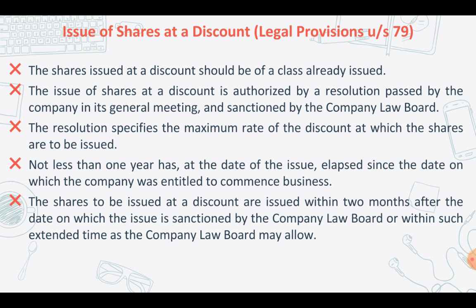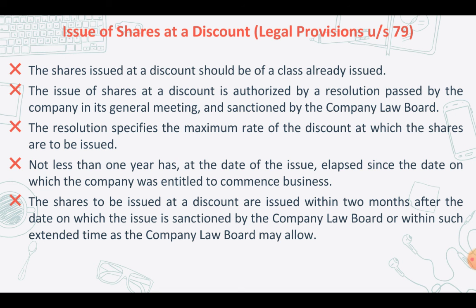The first condition is that the shares issued at a discount should be of a class already issued, which means that a new company is not allowed to issue shares at a discount. Fresh shares cannot be issued at a discount. Second point is that the issue of shares at a discount is authorized by a resolution passed by the company in its general meeting and sanctioned by the company law board. It cannot just issue shares at a discount if it wants to. It has to go through a lot of procedures.